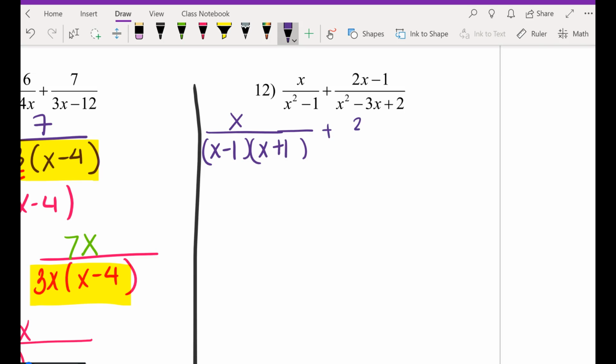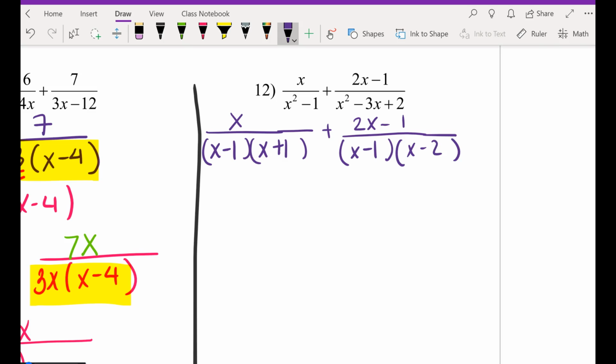And then add 2x minus 1 all over. Okay, go ahead and take a minute to factor out this denominator. And Daniel, give me the answers when you're ready. Not the answer, just the factors. Daniel, do you have the factors? X squared minus 2x plus 2?